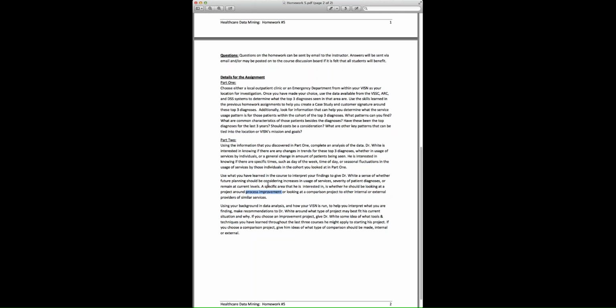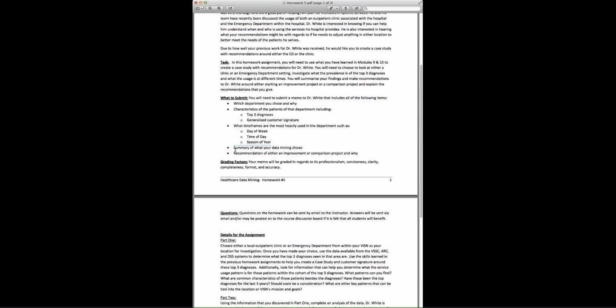Okay, so when you're giving that recommendation, a lot of times what I see is people will give me the why, and they'll tell me, here's what I'd like to do, but they forget, again, to say, is this an improvement project or a comparison project? So you need to be explicit and state improvement or comparison.